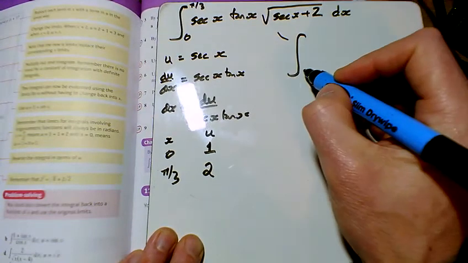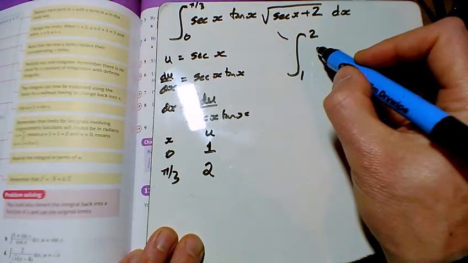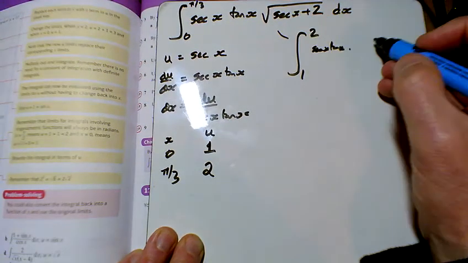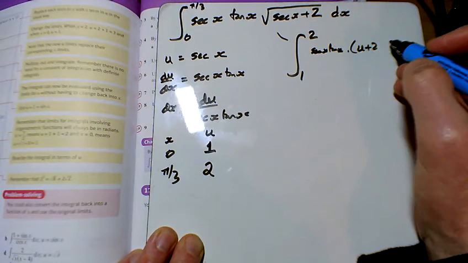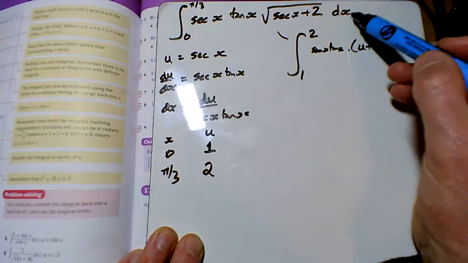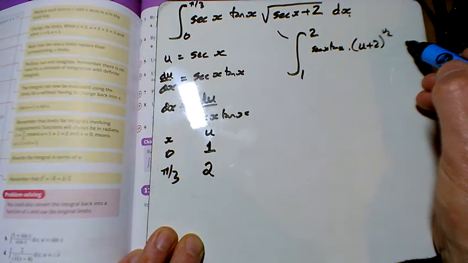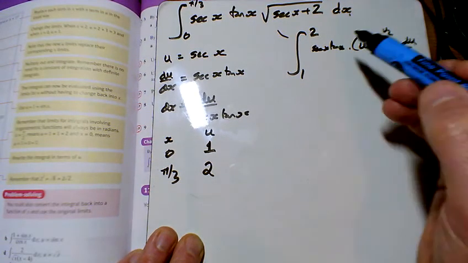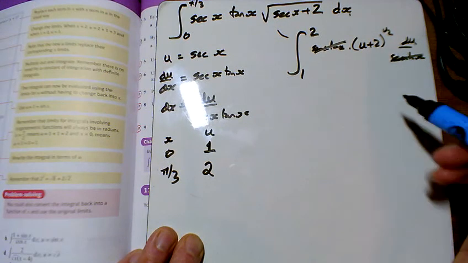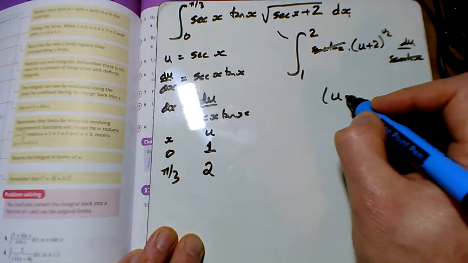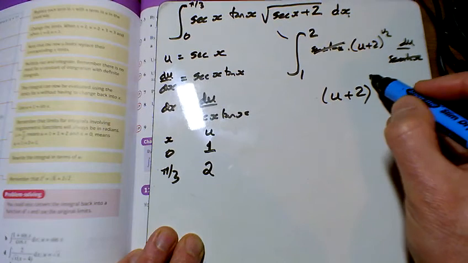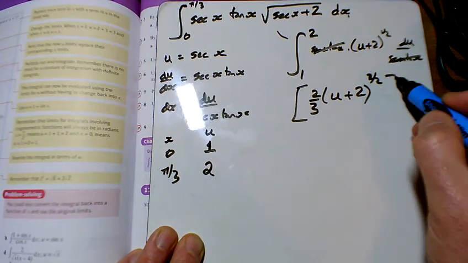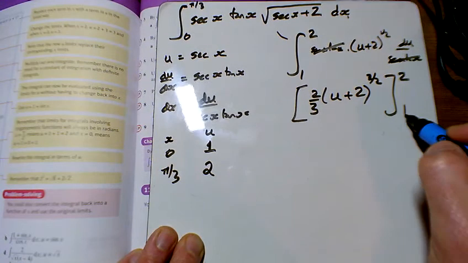So this integral becomes from 1 to 2 sec x tan x times by this thing here, u plus 2 all to the power of a half. This dx here is the du over the sec x tan x. And I've just scribbled those because you knew they were about to cancel there and there. And what is this going to give? So the bracket stays the same. The power goes up to a 3 over 2, and we've got a 2/3 there. And we're just doing that between 2 and 1.